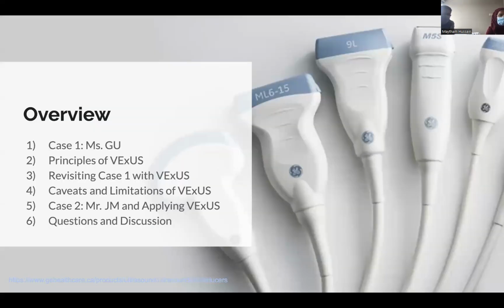Okay. First we'll start by describing a patient case that we were involved in this past month, and we'll use this case to discuss the principles of VExUS, how to obtain it, and then ultimately how to apply it by circling back to our case. We'll then discuss some of the caveats and limitations of VExUS, and then finally we'll discuss another case just to consolidate everything that we reviewed. And then we'll open up the floor for questions and discussion.